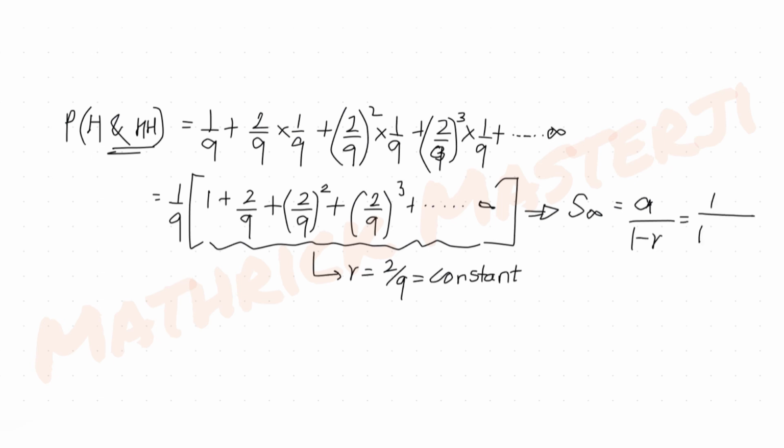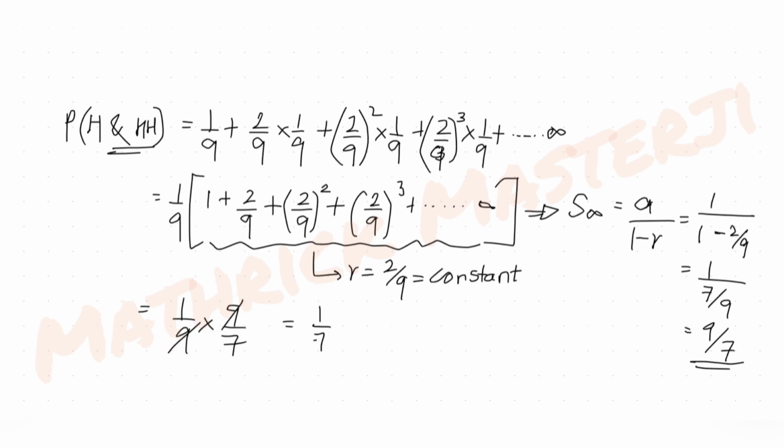So I get from here 1 over 7/9, and that gives me 9/7. So if I multiply this 1/9 into 9/7, 9 and 9 get cancelled, you get 1/7. So for the first scenario, I get the total probability turning out to be 1/7, and that basically becomes my answer for the first case that is there.